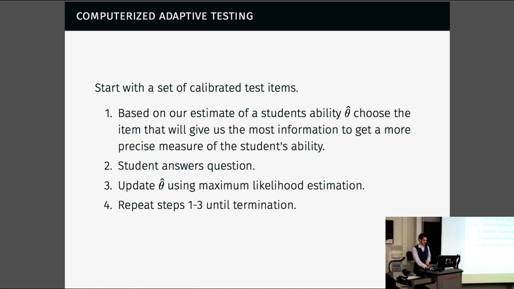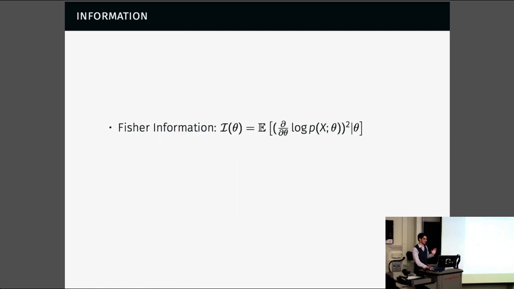OK. So how do we measure information? I'm not going to go too much into detail on this, but there's what's called Fisher information. This is something from statistics developed by the famous statistician Fisher. And basically, this is the formula for it. Again, I'm not going to go into the details of this. I just put it up here. But this is what the information would be in the case of the one-parameter IRT model. So the information that we can get for item j, for a student with ability theta sub i, is this here.